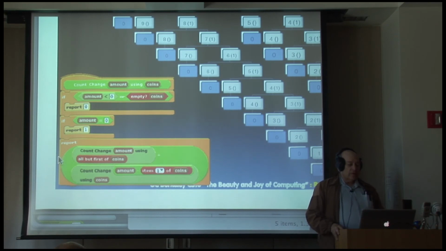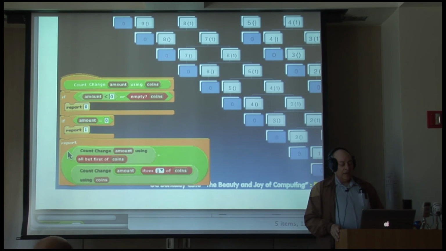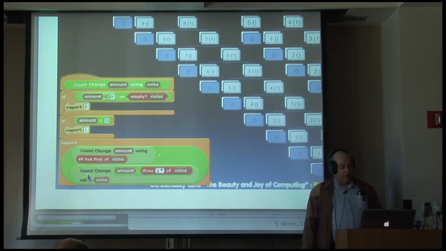So let's say I don't use a quarter. That's count change of whatever amount I had using all but the first coin. The coins, remember, are 25, 10, 5, 1, let's say. So count 37 cents using 10, 5, 1. And add to that, how many ways are there to make amount minus the biggest coin? So that's 30, so that's 12 cents using quarters, dimes, nickels, and pennies.